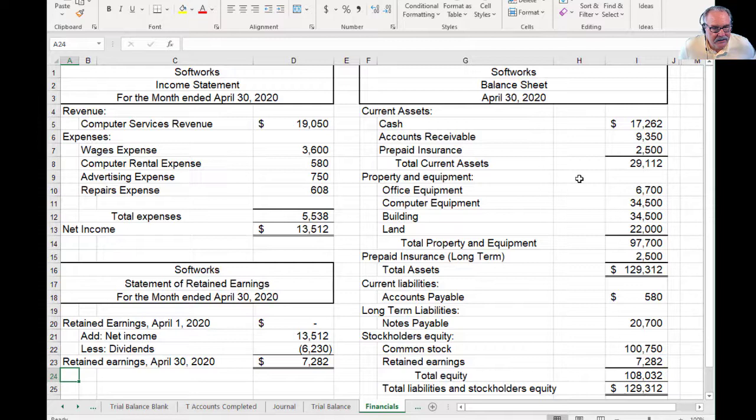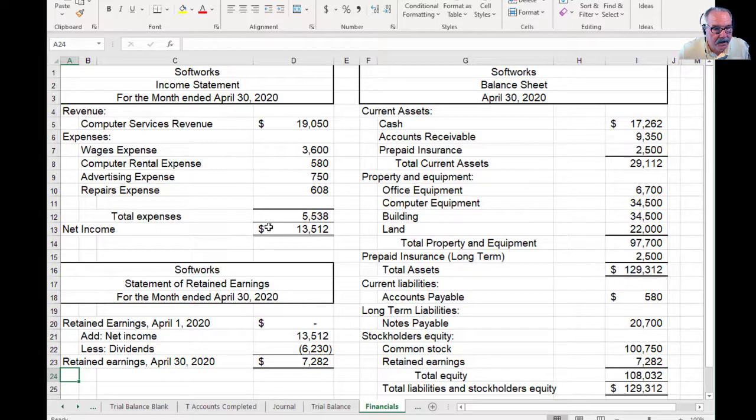So we use the statement of retained earnings, where we're taking retained earnings at the beginning, which in this case was 0 because this is the first month of operations. Then we had net income from above, $13,512. We're subtracting the dividends, $62.30, and ending retained earnings is $72.82. The income statement and the statement of retained earnings cover a period of time. The balance sheet is a picture at a moment in time. At midnight on April 30th, here are the balances.